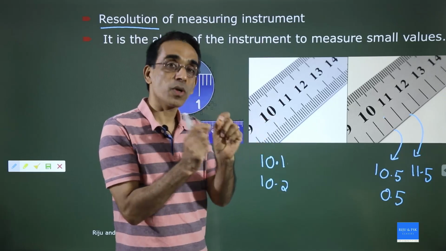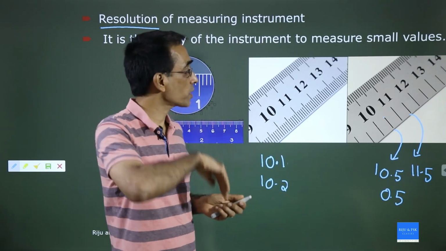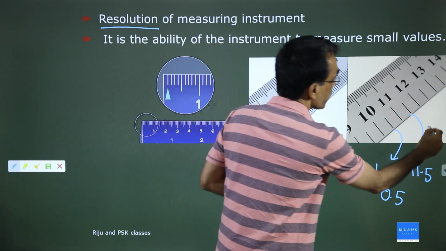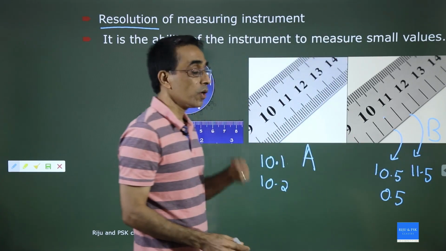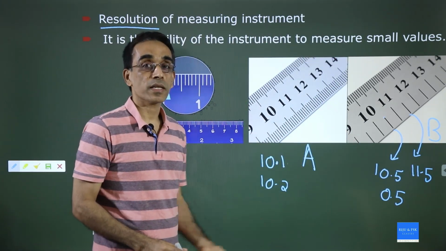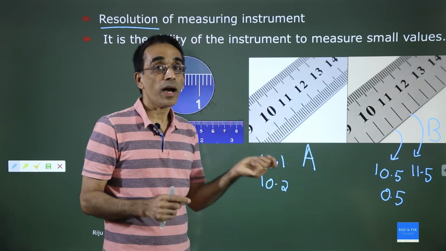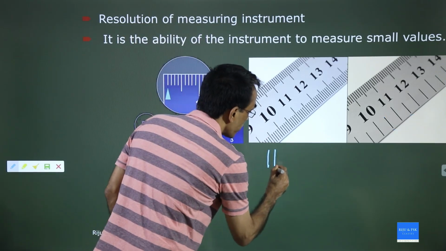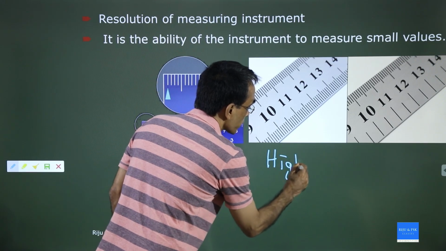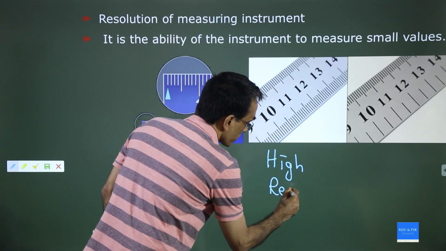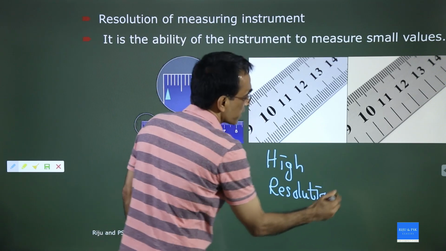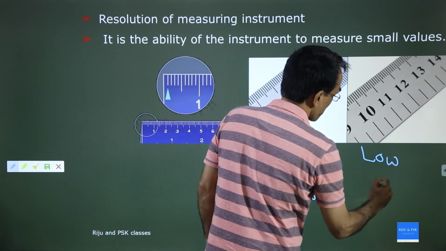So which can measure smaller values? Which can measure smaller value? Tell me, is it device A or device B? Which can measure smaller value? Obviously, it is the device A. So we will say A has got a higher resolution. This has got high resolution. And this has got a low resolution.